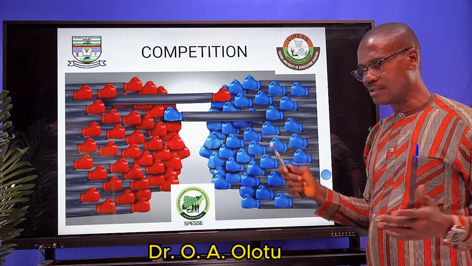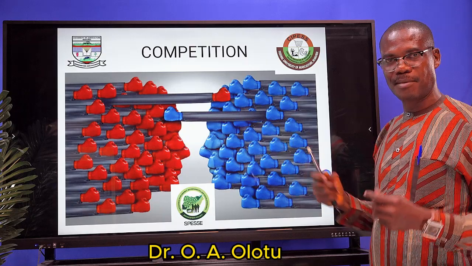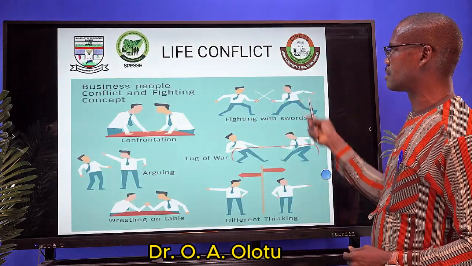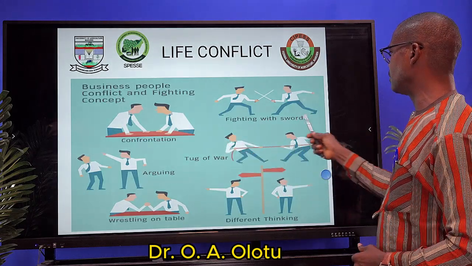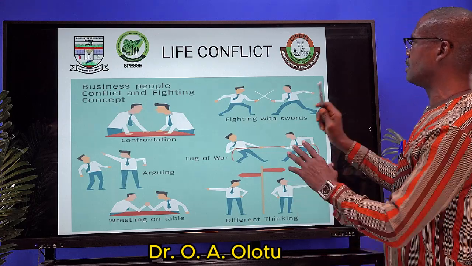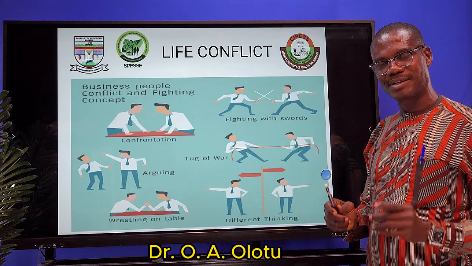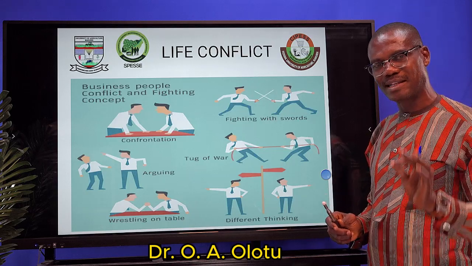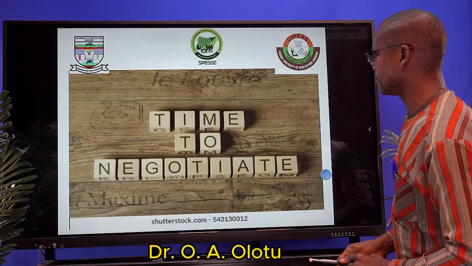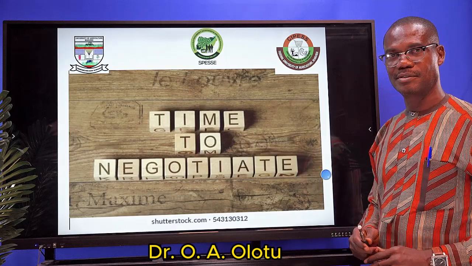Where cannibalization takes place seriously among the suppliers, even among the PEs at the same time. But with all these live conflicts, confrontations, fighting with sword, tug of war, arguing, wrestling on table, different thinking, all these take place in the market environment while we are trying to look for the best supplier at a very minimal cost in order to ensure performance in the organization. Then after all those conflicts, what happens? There is time to negotiate.